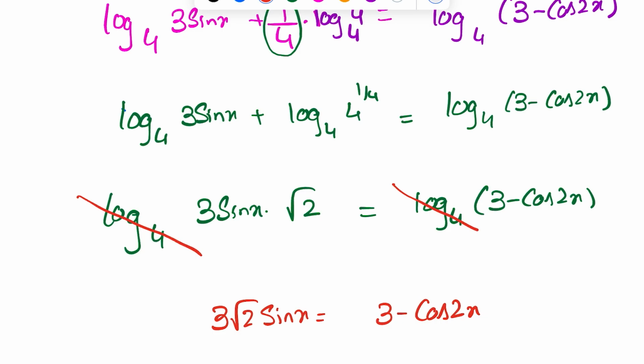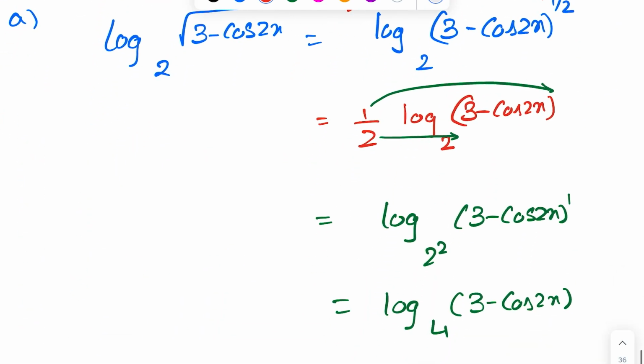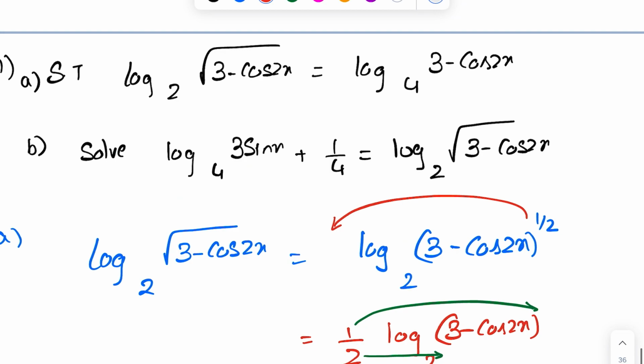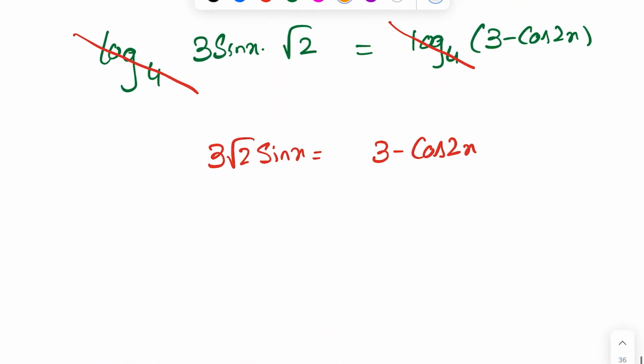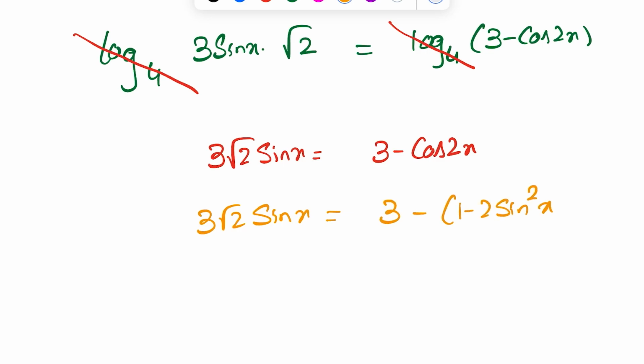Then, has any other condition been given in the question? Over here I did not write the condition. The condition is x lies between 0 and pi by 2. So what am I going to do? 3 root 2 sin x. From the formula booklet, cos 2x can be written as 1 minus 2 sin square x. You can use the formula booklet. So it becomes 3 root 2 sin x equals 3 minus 1 plus 2 sin square x.